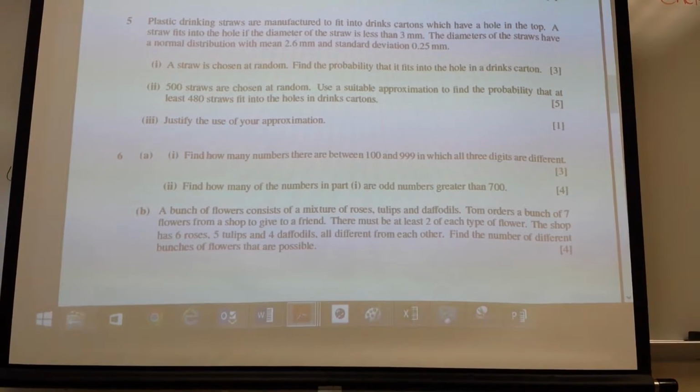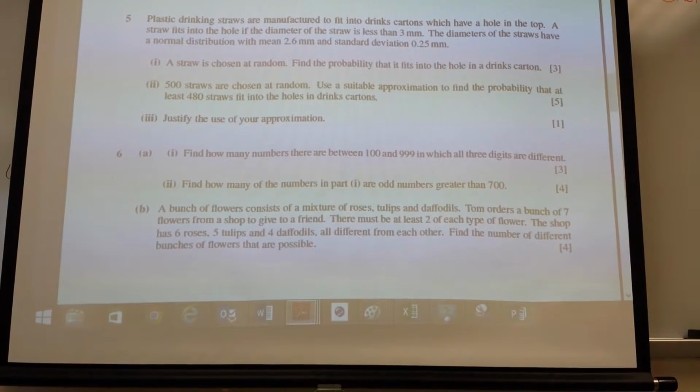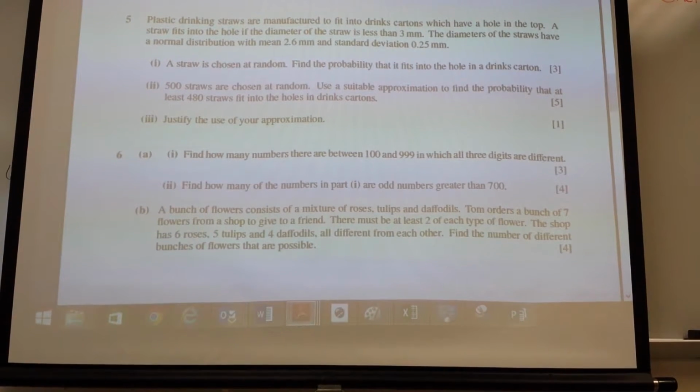A straw fits into the hole if the diameter of the straw is less than 3 millimeters. The diameters of straws have a normal distribution with a mean of 2.6 and a standard deviation of 0.25. A straw is chosen at random. Find the probability that it fits into the hole in a drink carton.